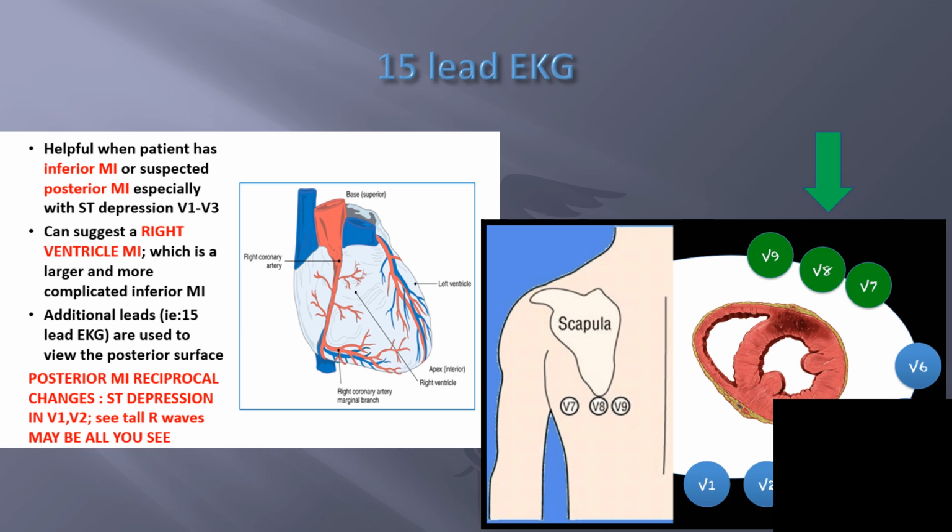And then this diagram here is just to remind you of the placement of your leads. Basically, all you do is move your leads to behind the left scapula, and that will be your leads V7 and 8. If you recall, you have V1 and 2 in your typical places, as well as 3, 4, 5, and 6. The only leads that are changed to the back are 7, 8, and 9. Always remember to label your EKG that it is a 15 lead EKG.